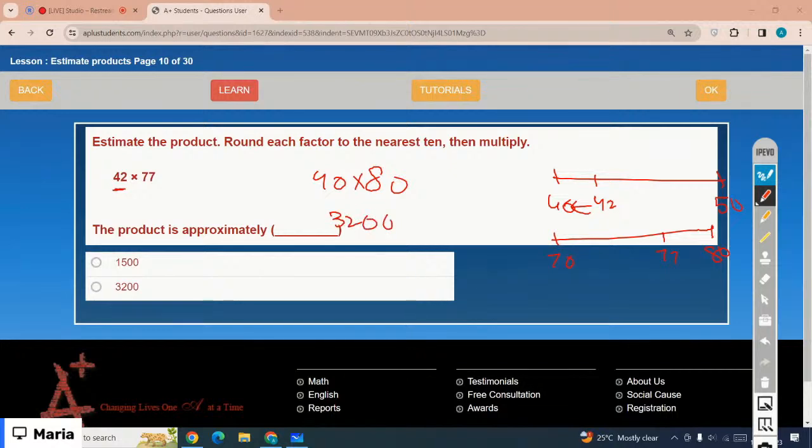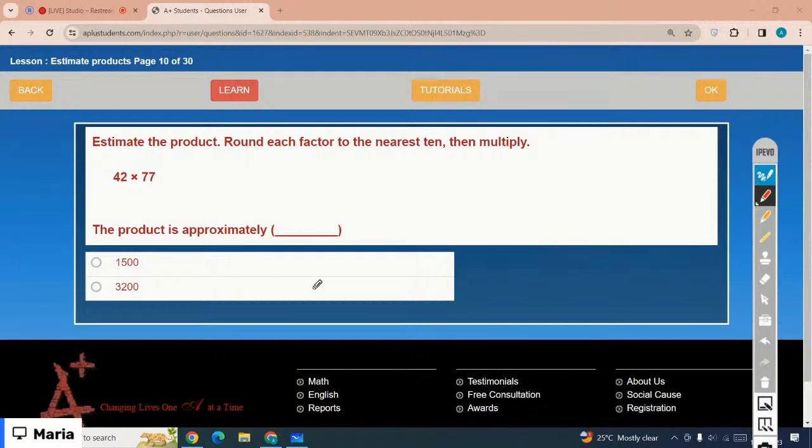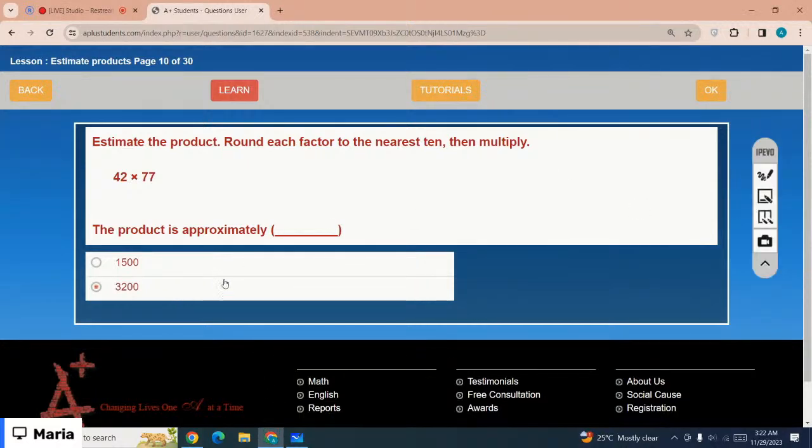So if you need help with rounding, you can find a lesson, round the numbers and do the lesson. If you still need help with rounding, you can contact any tutor on the Skype, right? So I am almost finished this lesson. If you need help, why don't you ask earlier? The correct option is 3200.